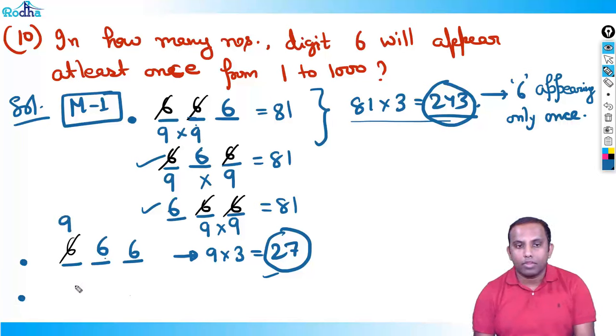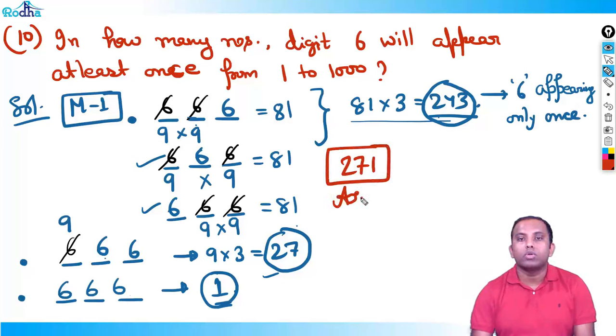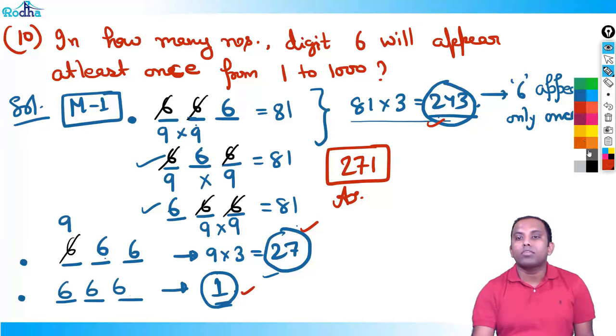Now for third place, if 666 is appearing thrice, then how many such numbers? Only one number. What is the answer? 243 plus 27 plus 1. So the answer for this question has to be 271. 243 plus 27 plus 1. So what cases did we discuss here? This is very important.